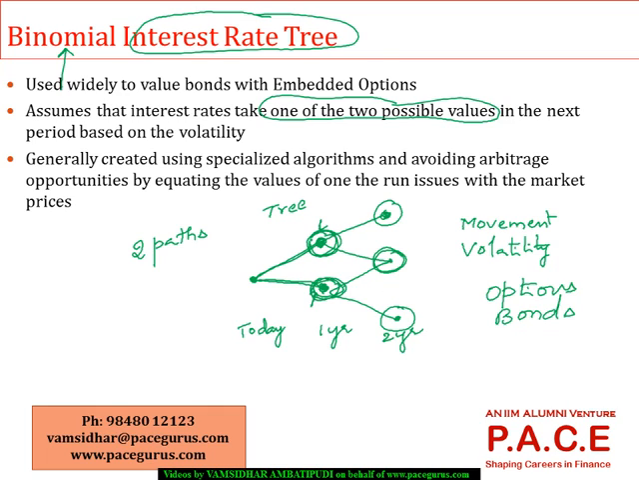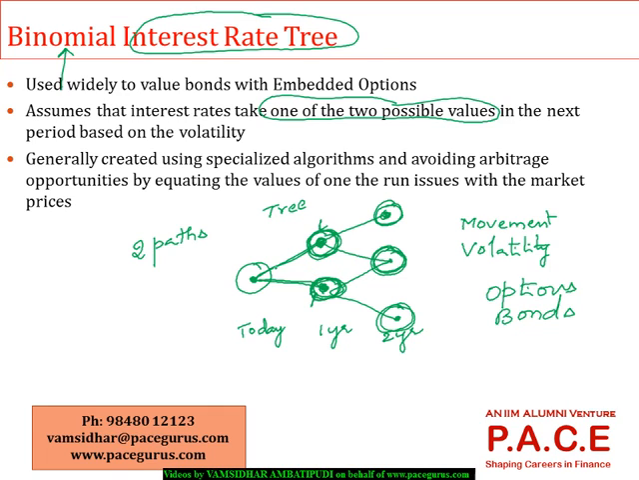But how do I decide what the interest rates are at each of these nodes? There are different ways of going about it. Most of the time they are very complex algorithms. But as a concept, what I will look at is that these are all 1 period forward rates.